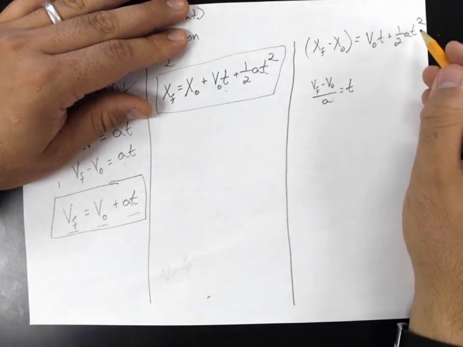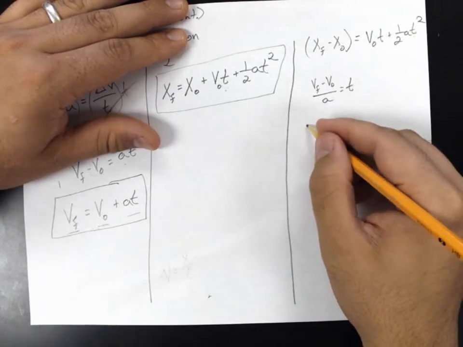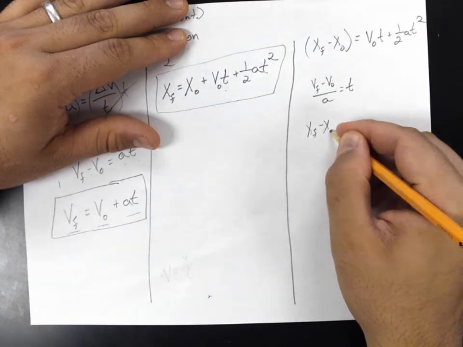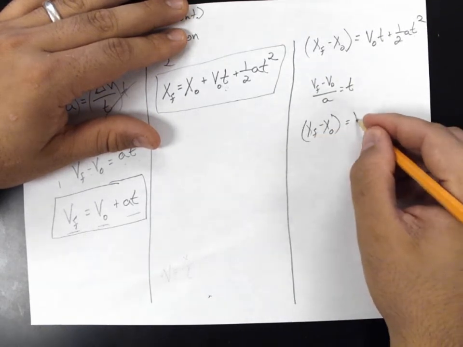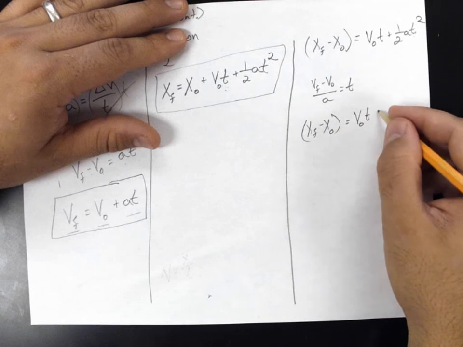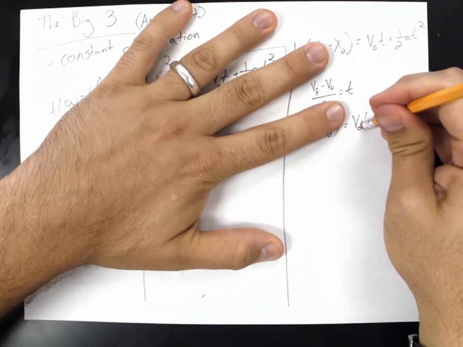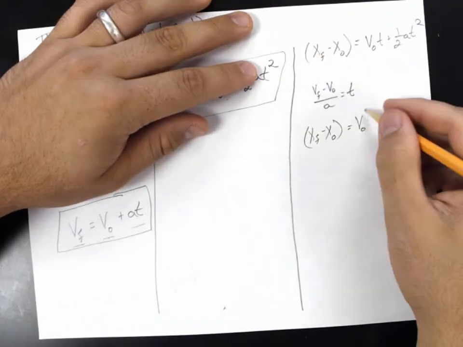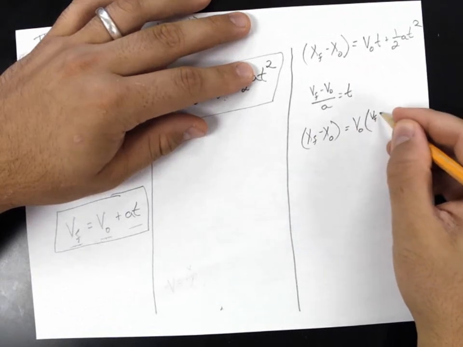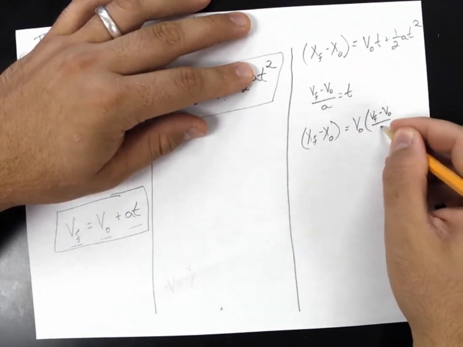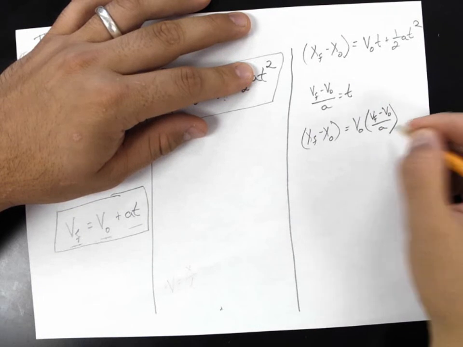Now, t, shove this in right there. We find ourselves with x f minus x o equals v naught times time. Well, crap, time is an illusion. The only time now is party time. And are we clear? v f minus v initial over a. Yes, I did that right so far.